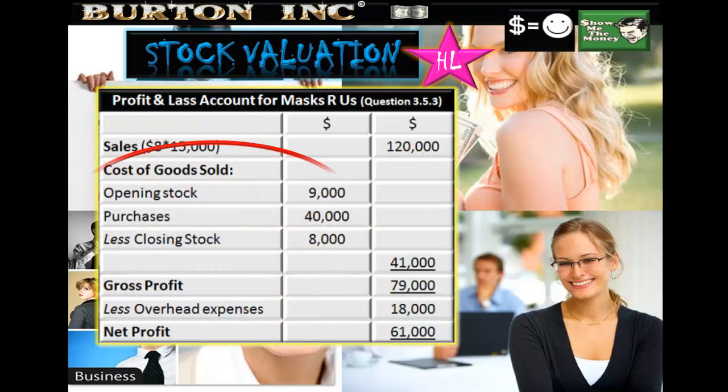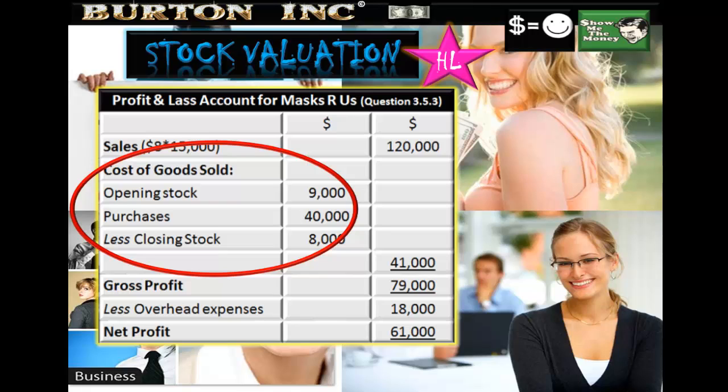Again, it's a high-level topic, and stock valuation is important. It's showing up in our trading account and profit and loss account. It's very important for the cost of goods sold, calculated as opening stock plus purchases less our closing stock. This is the cost of goods sold section in the trading account. And remember, this determines the gross profit.